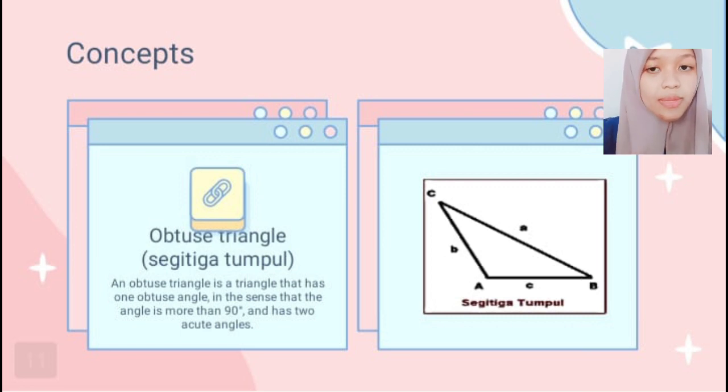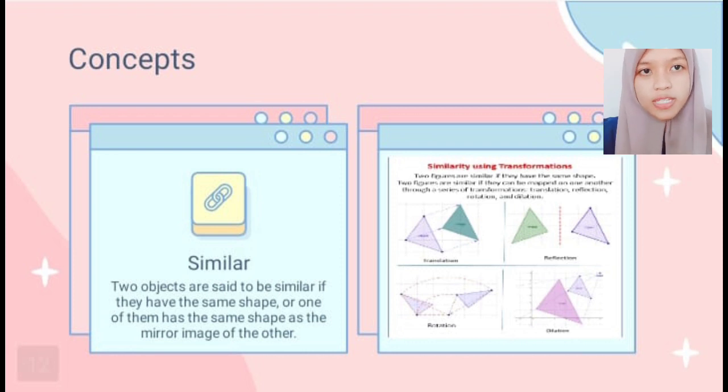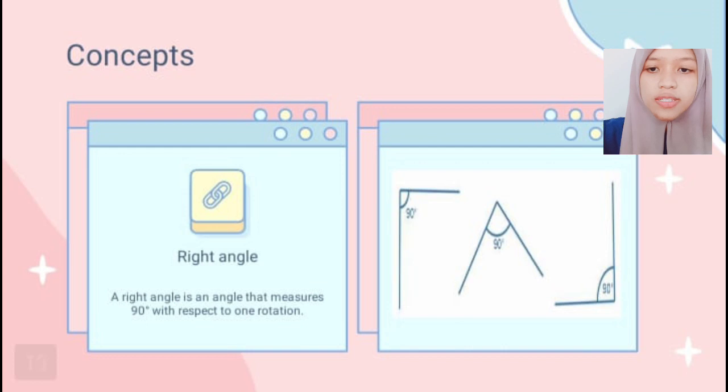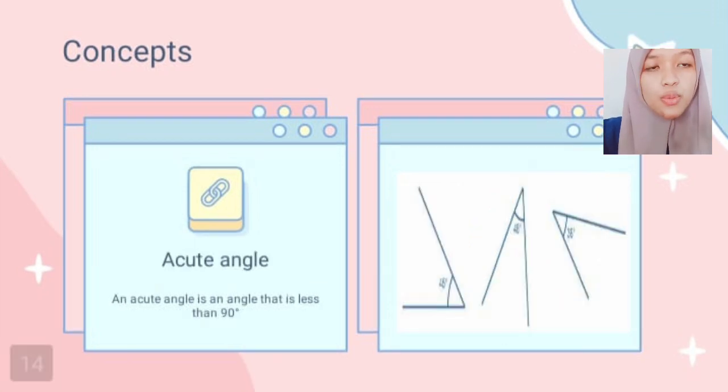Okay, next we have similar. What is similar? Two objects are said to be similar if they have the same shape, or one of them has the same shape as the mirror image of the other. Okay, next we have right angle. A right angle is an angle that measures 90 degrees with respect to one rotation.